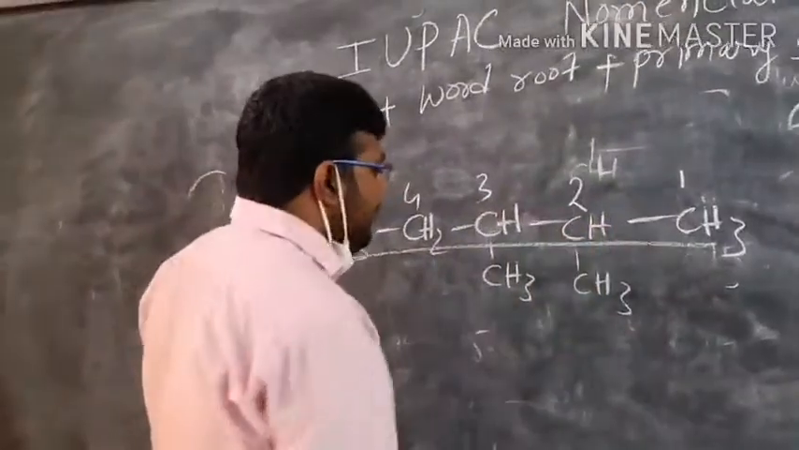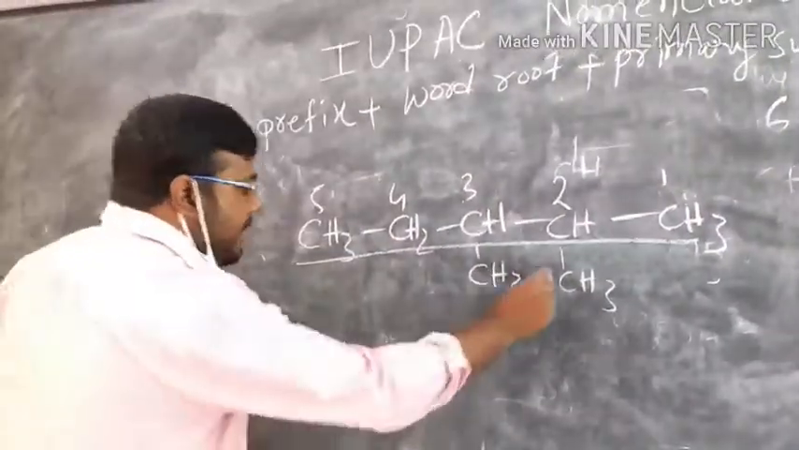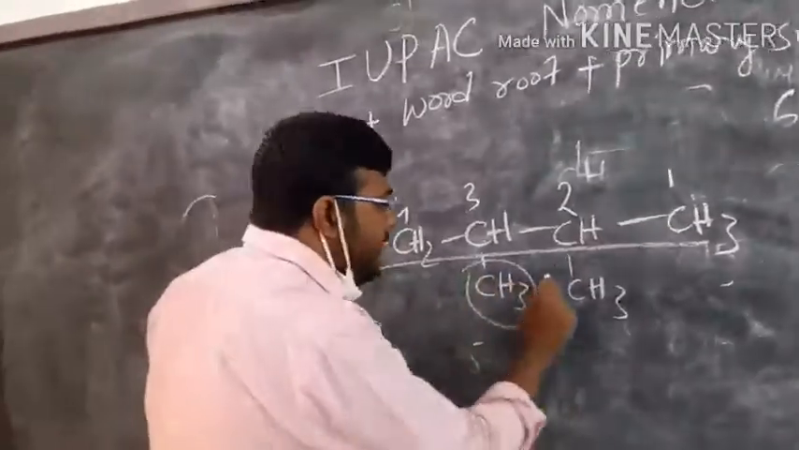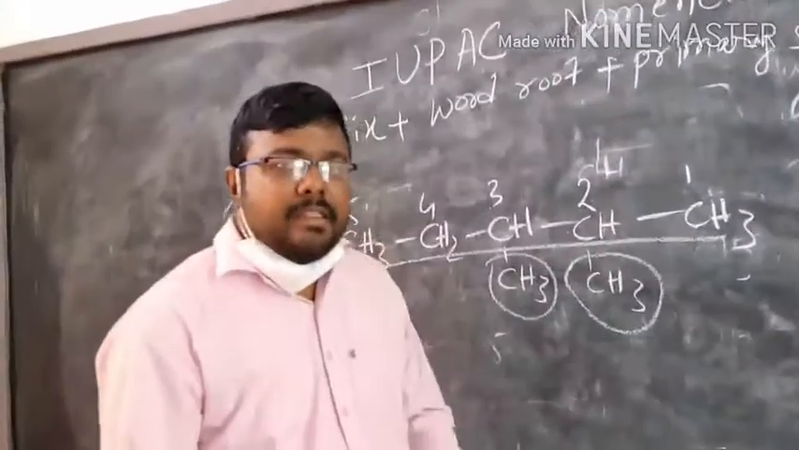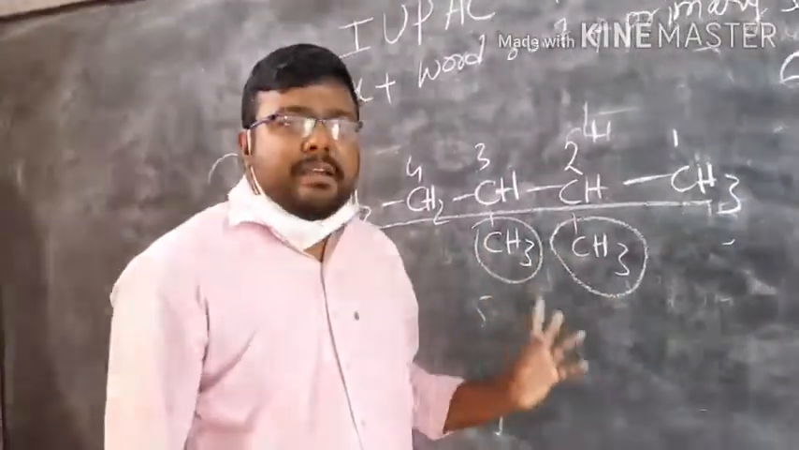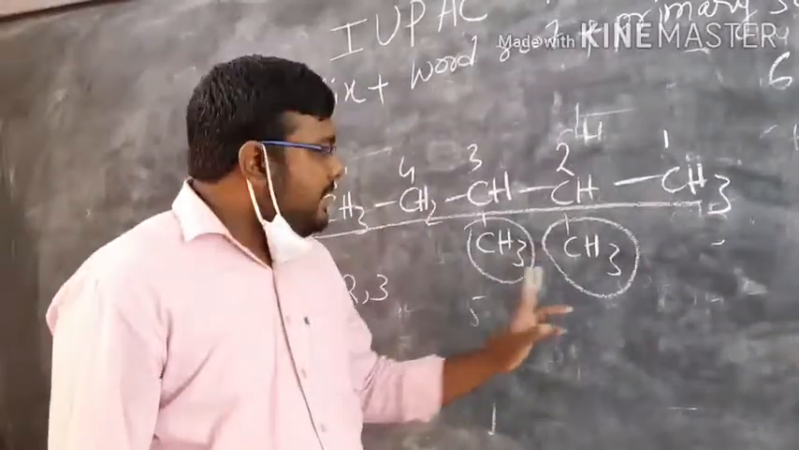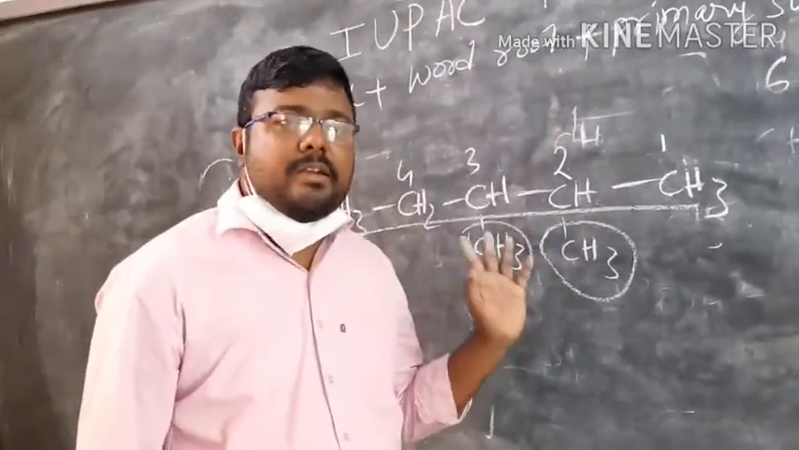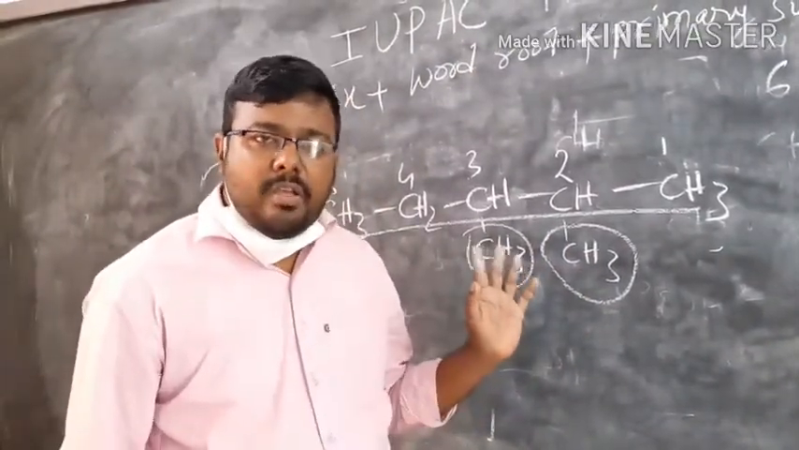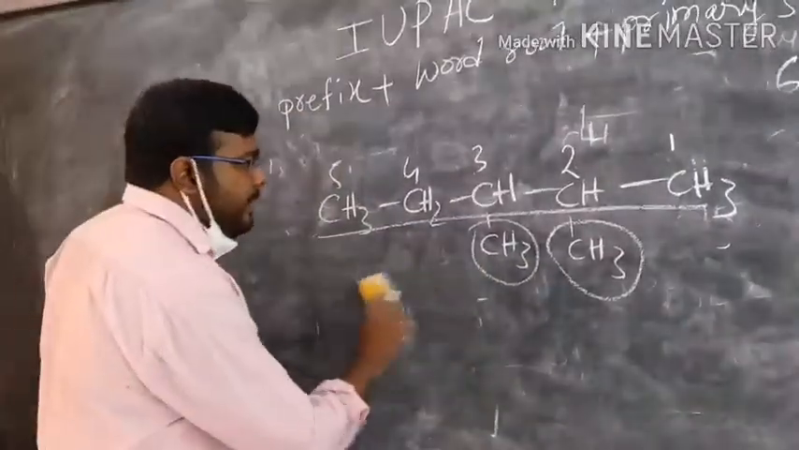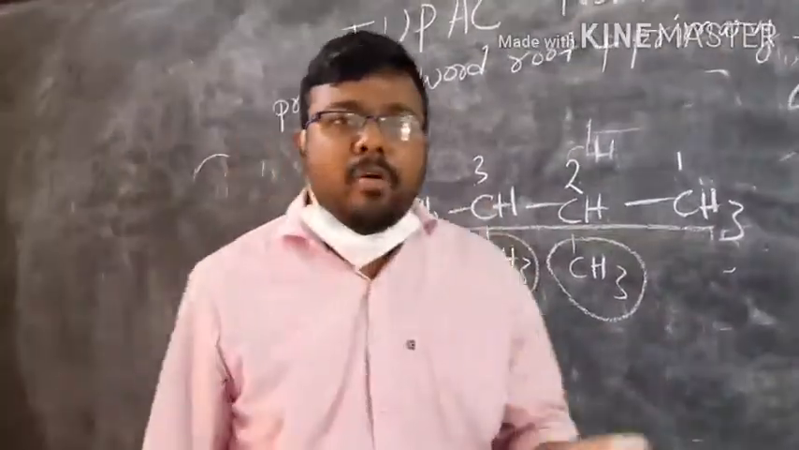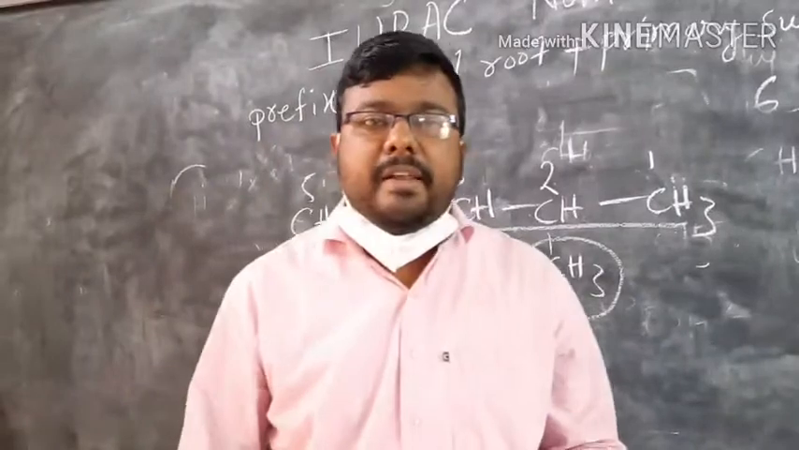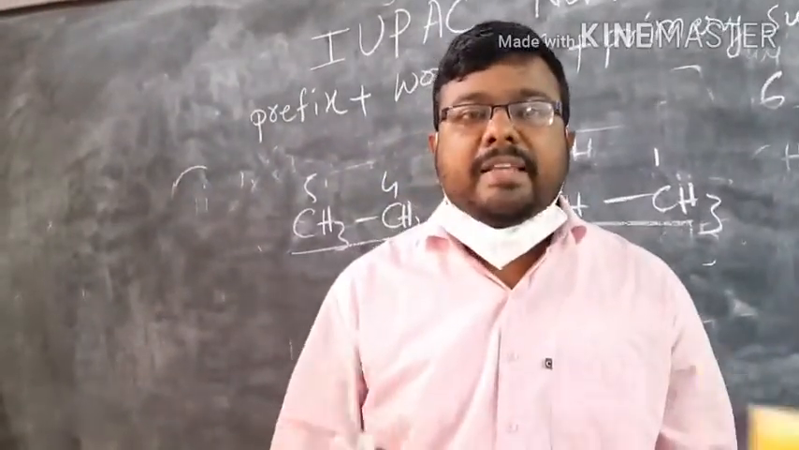That means at 2 position and 3 position there is what? The methyl group. So their position will be represented like this: 2, 3. And as there are 2 same substituents, a numerical prefix like di will be used, dimethyl, to represent this number. If there are 3, it will be trimethyl, etc. Understood? So once again, if there is more than one same substituent present in the compound, then their number should be represented as di, tri, tetra, penta, hexa, etc.